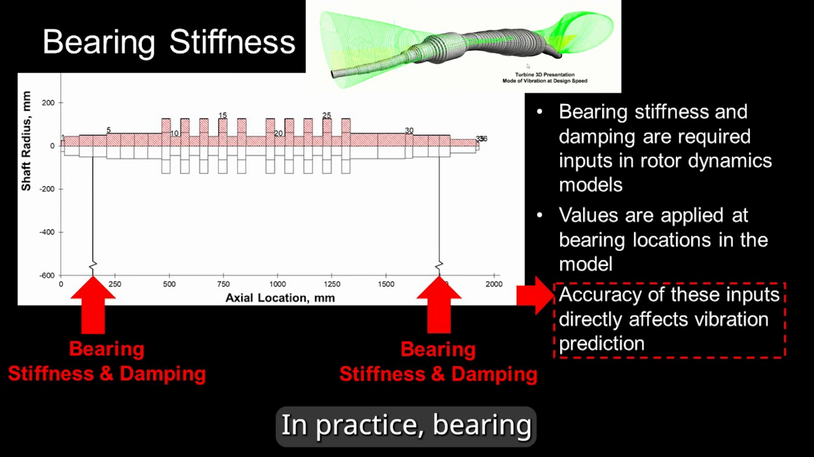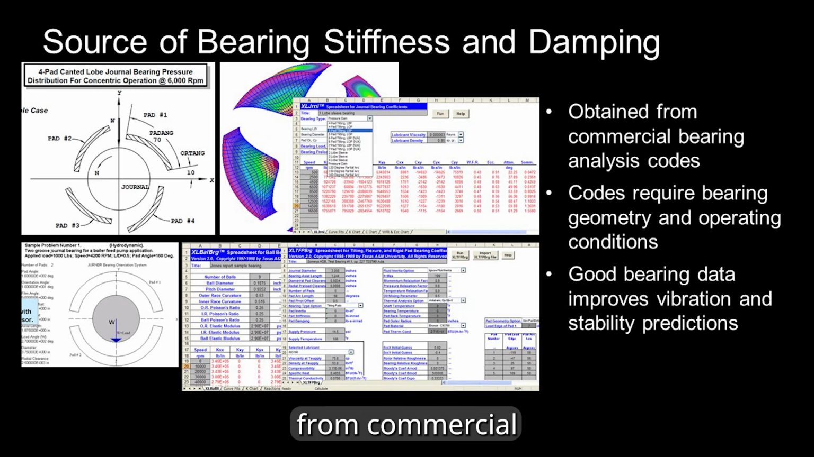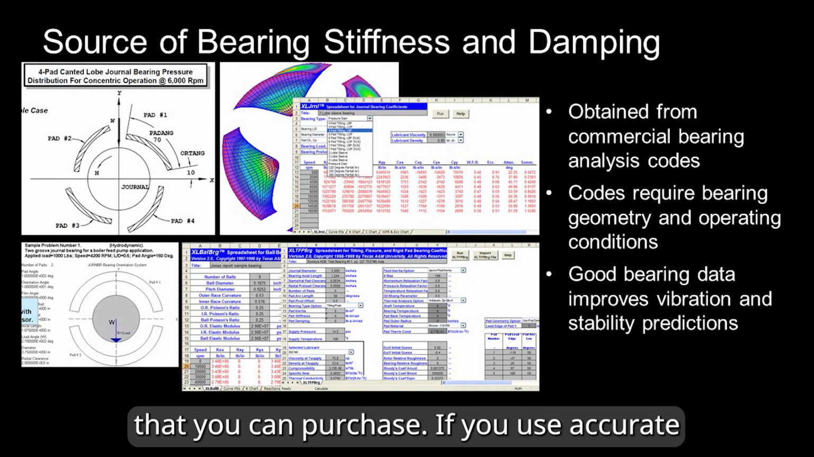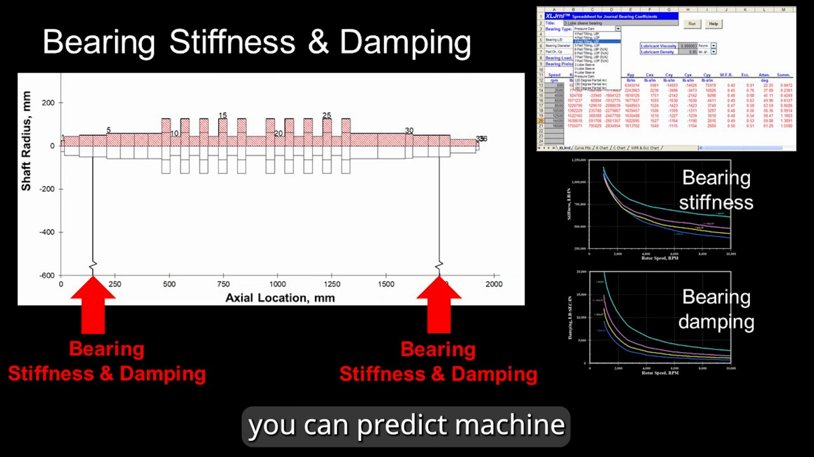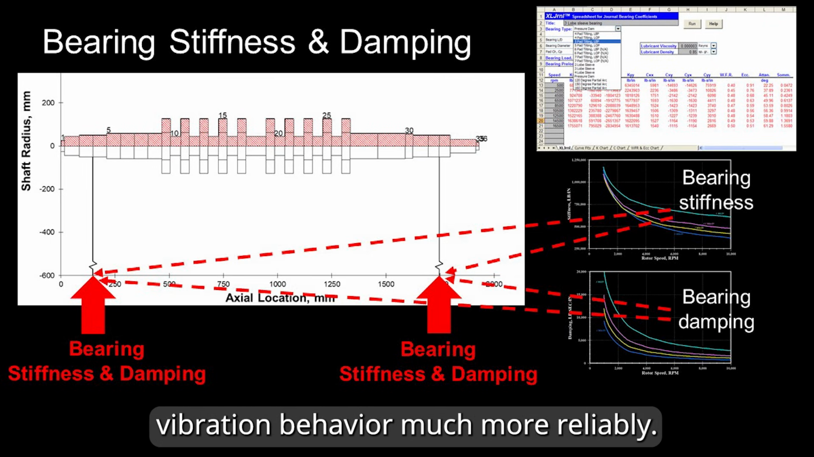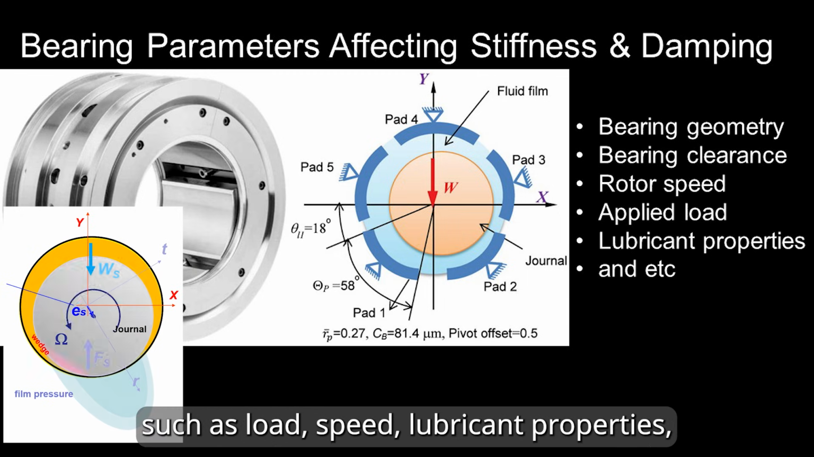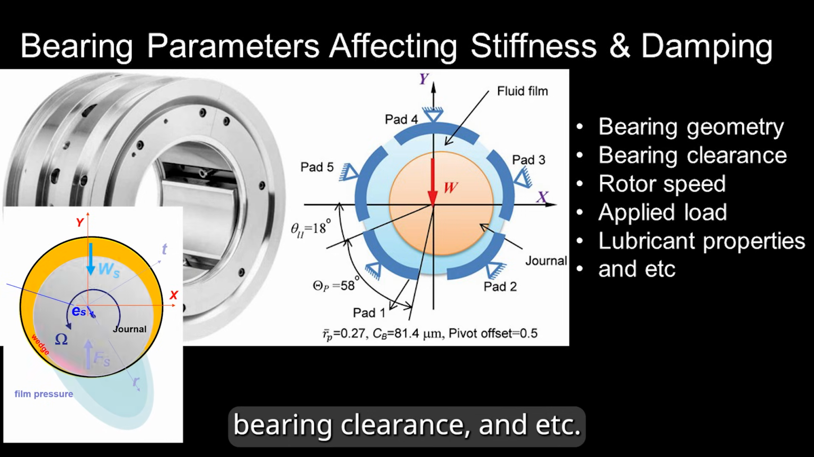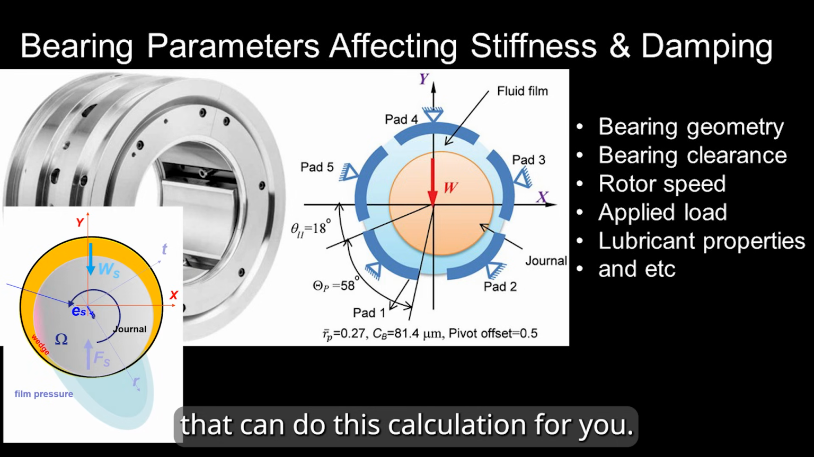machine stability. In practice, bearing stiffness and damping values are usually obtained from commercial bearing analysis codes that you can purchase. If you use accurate bearing stiffness and damping values in your rotor dynamic model, you can predict machine vibration behavior much more reliably. To calculate bearing stiffness and damping, you need detailed bearing geometry and operating conditions such as load, speed, lubricant properties, bearing clearance, and so on. There are many commercially available tools that can do this calculation for you.